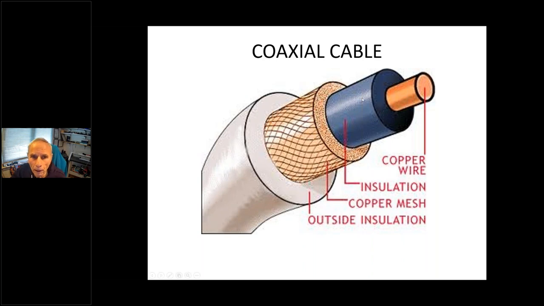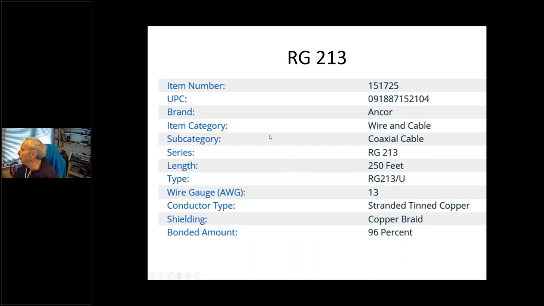Now, a summary of a coaxial cable is very quick. Here's your signal, here's your insulation to the other wire, and here's a protective covering. But it's so much more involved with that. And the particular cable that I'm going to focus on in this discussion is RG213. Here's part of the specs of RG213.